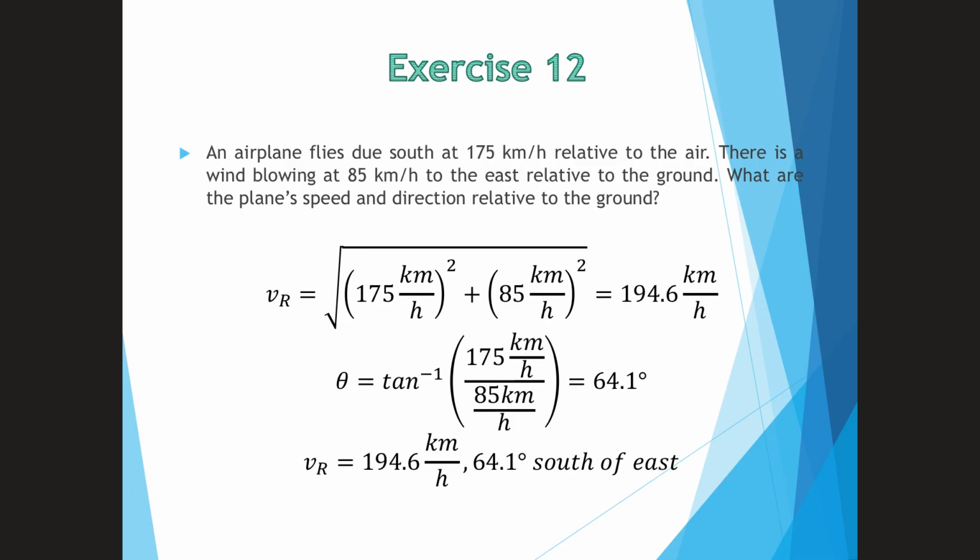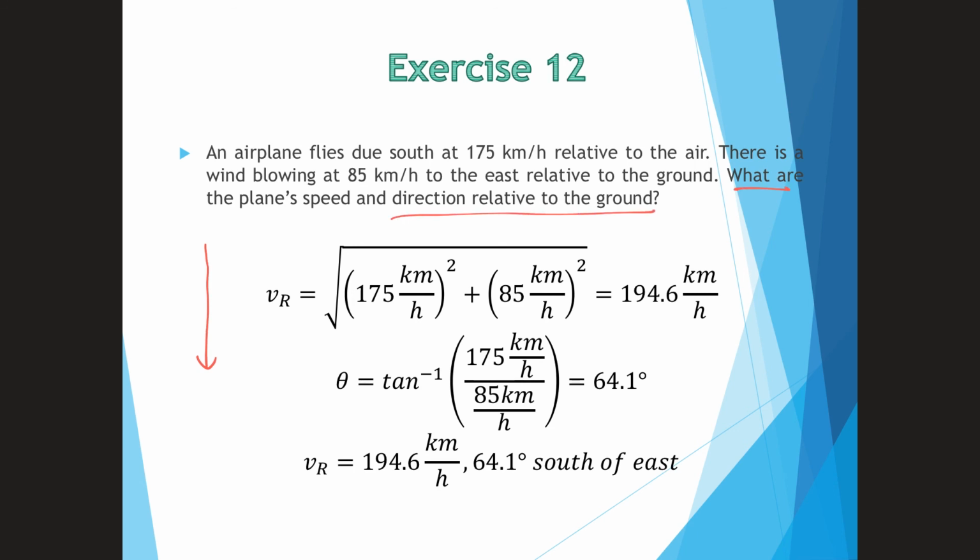So the last question is: there's an airplane flying due south. This question states the direction, so you need to draw based on the direction given. Fly due south, relative to the air. There's a wind blowing at 85 km/h to the east relative to the ground. What are the plane's speed and direction relative to the ground?